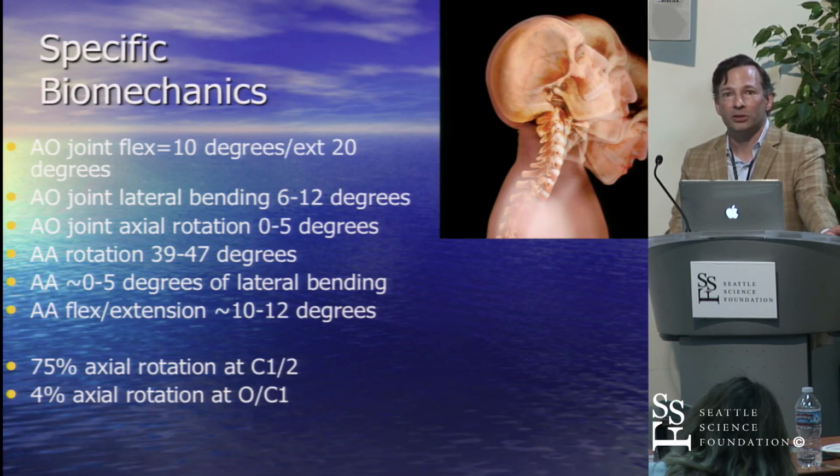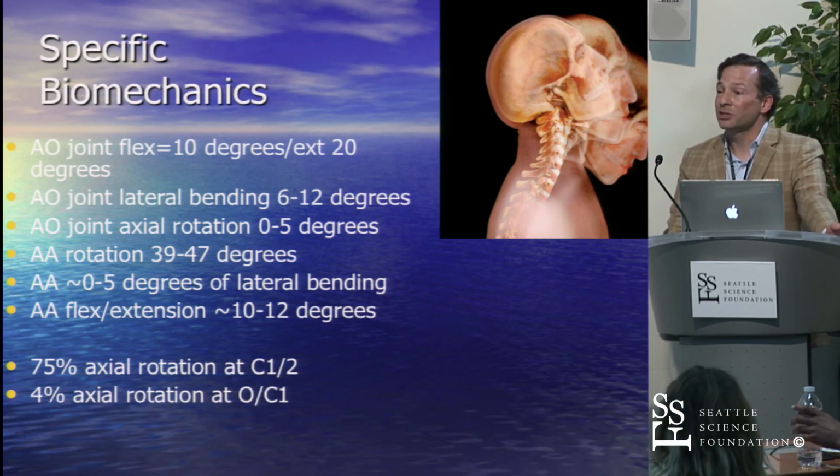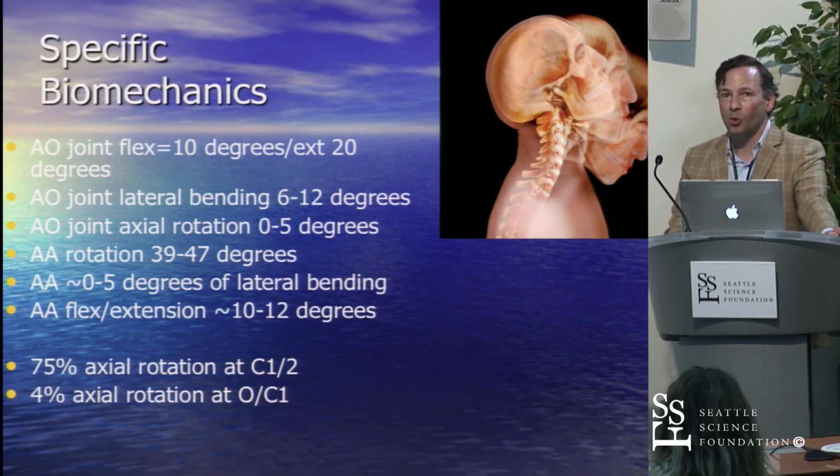Last couple of slides, just to get through this so we can get to the lab and see some of this anatomy. These are movements that you can carry around in your pocket as far as the essence of mobility of craniocervical junction. The last two dots there are good take-home messages. About 75% of axial rotation occurs at C1, C2. That's intuitive. Maybe not so intuitive is that 4% of axial rotation occurs at occiput C1.